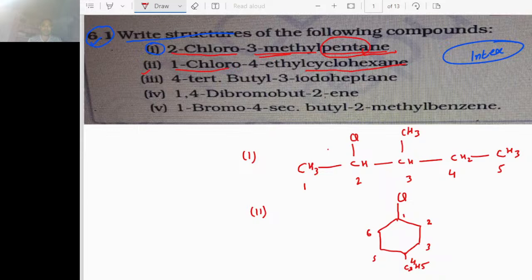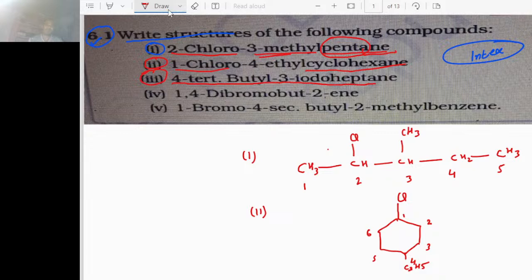Now we are going to look at question number 2, students. Let's see question number 2 here. The third one, they are saying, students, that on the fourth position tertiary butyl is there, 3-iodoheptane is there.